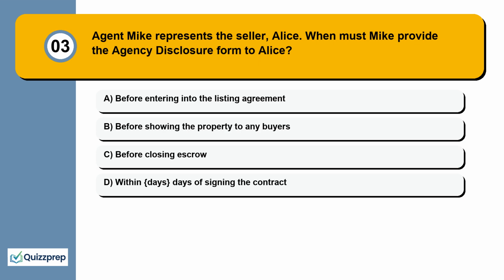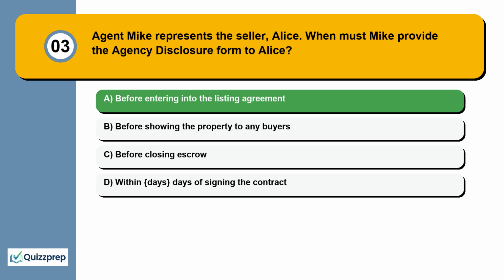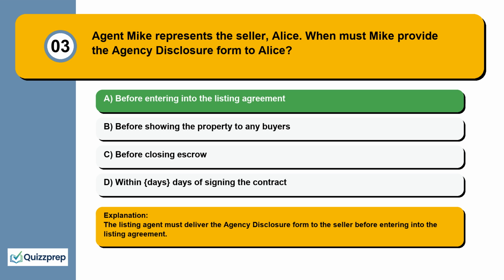Question 3. Agent Mike represents the seller, Alice. When must Mike provide the agency disclosure form to Alice? Before entering into the listing agreement, before showing the property to any buyers, before closing escrow, within days of signing the contract. The listing agent must deliver the agency disclosure form to the seller before entering into the listing agreement.